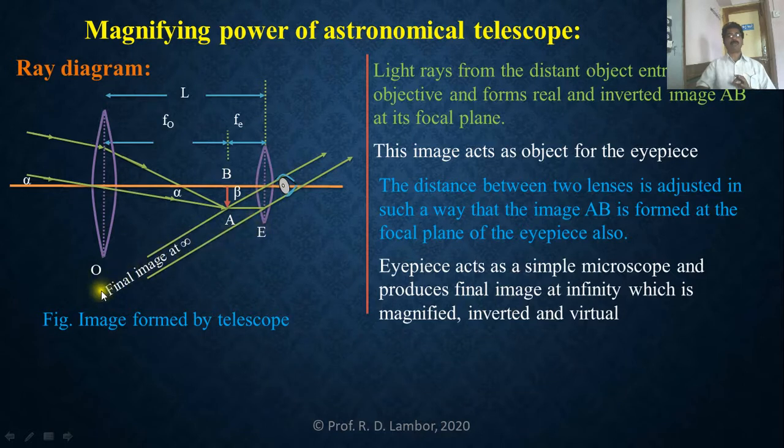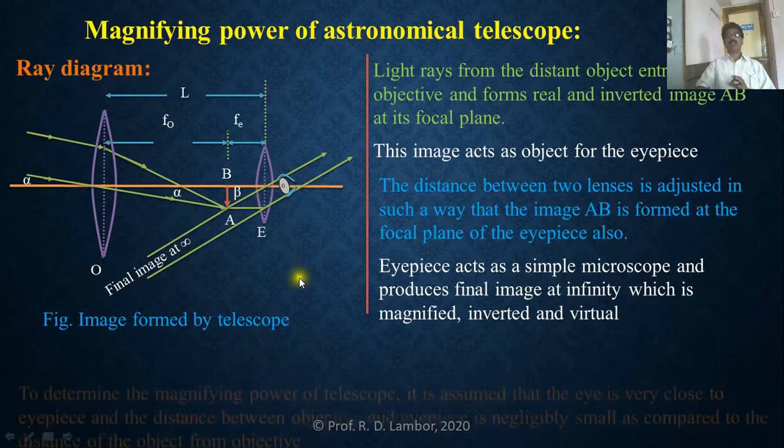Final image will be formed at infinity by this eyepiece because the object is at its focal plane. So this eyepiece produces the final image at infinity which will be magnified, inverted and virtual. And this final image can be seen by keeping our eye very close to the eyepiece.